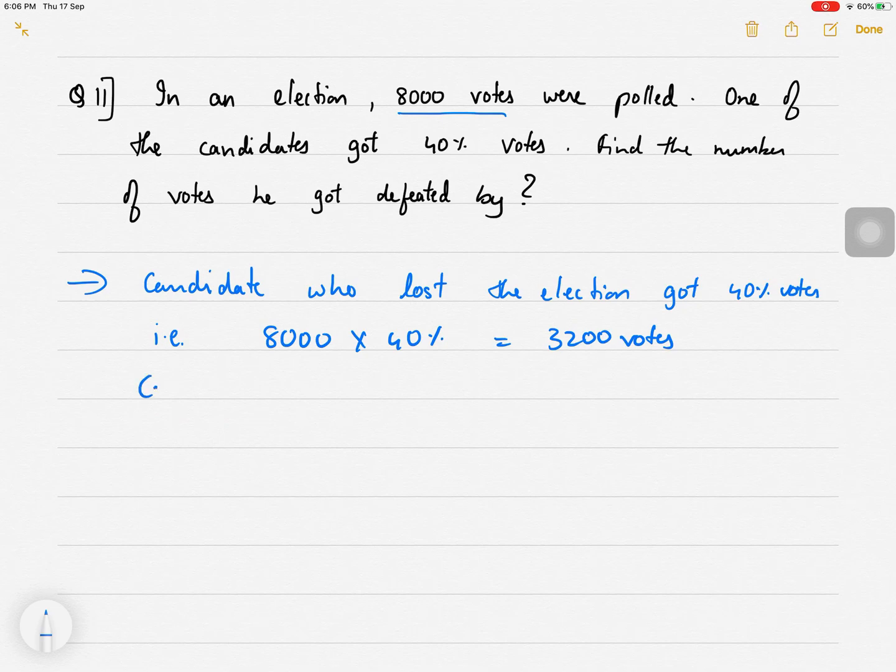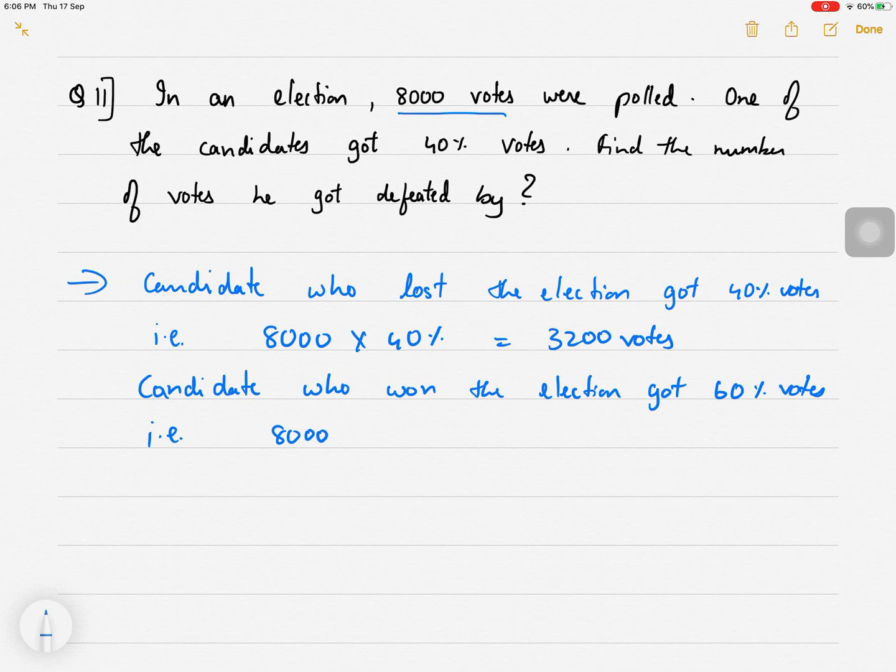Next, candidate who won the election got 60% votes. That means 8,000 votes into 60%. It comes to 4,800 votes. Correct?